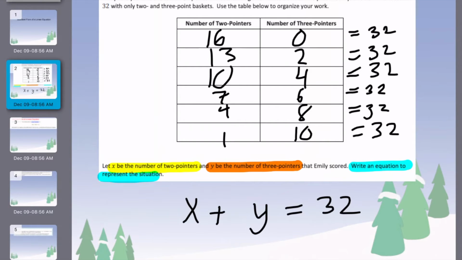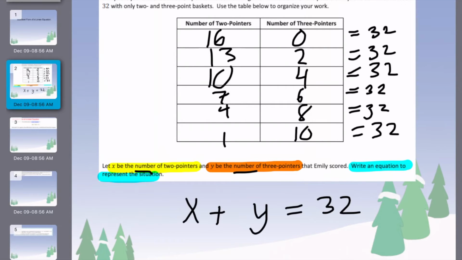But this is the number. X and Y are the number of 3-pointers. They aren't saying this is 12 points on 6 shots. It's just going to say she took 6 shots and then she took another however many shots.